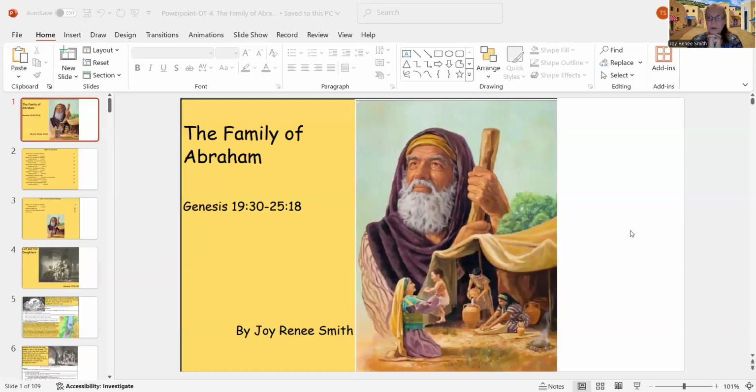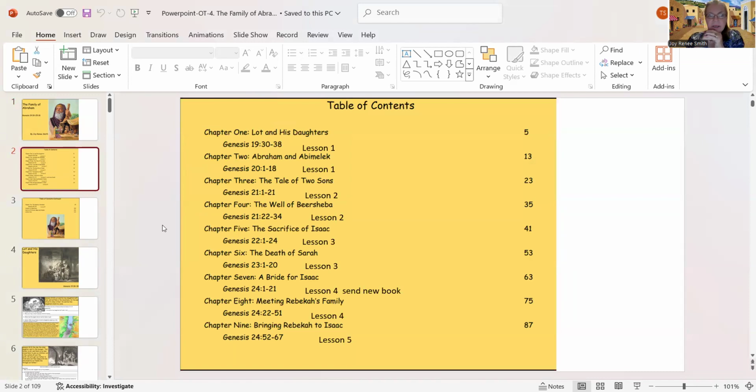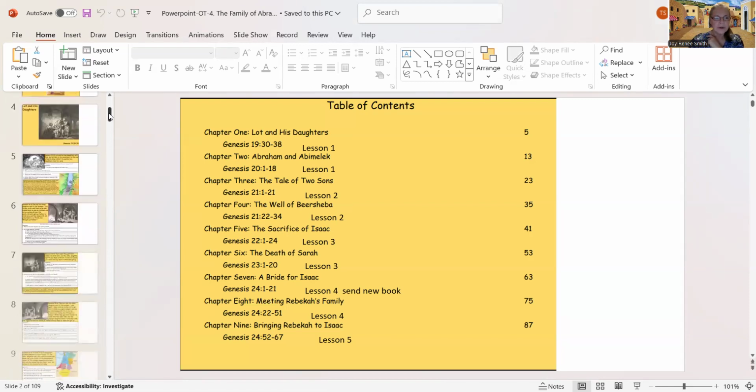So today we'll be working in my workbook called The Family of Abraham, which covers Genesis chapter 19, verse 30 through Genesis chapter 25, verse 18. We've already done the first chapter, which had to do with Lot leaving Sodom and Gomorrah, ending up in the mountains, and the creation of the nations of Moab and Ammon. That was an interesting chapter to be sure. So now we're going to deal with chapter 2, which is Abraham and Abimelek. So let's go there.